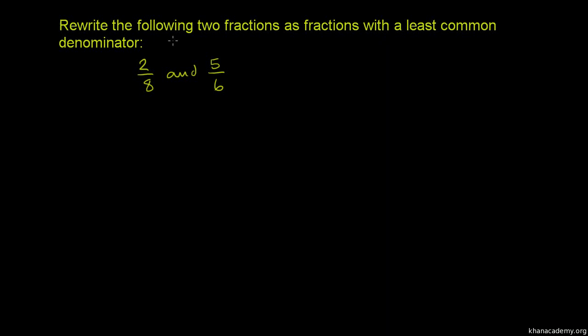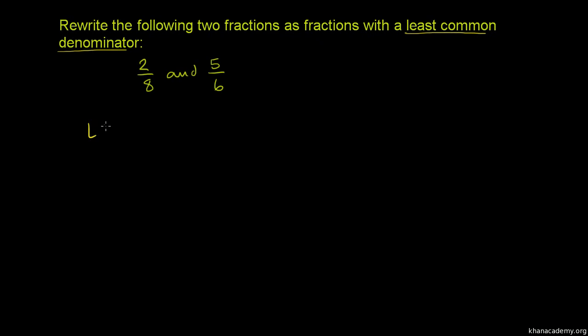We're asked to rewrite the following two fractions as fractions with a least common denominator. A least common denominator for two fractions is really just going to be the least common multiple of both of these denominators over here. And the value of doing that is, if you can make these a common denominator, then you can add the two fractions. And we'll see that in other videos. But first of all, let's just find the least common multiple.